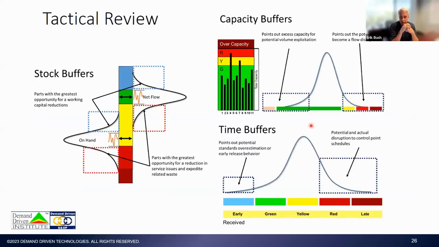This is another key chart from the DDI, and I really like it because it takes a look at these different buffer types and helps understand, if we are utilizing these tactics, where do we get leverage of them? How do they give us a play to get to more agility? On the left, we'll talk about stock buffers. We know from the standpoint of where their planning position is that they may represent opportunities for inventory reduction and working capital reduction, and that's obviously a key part of the expectations of an S&OP process.